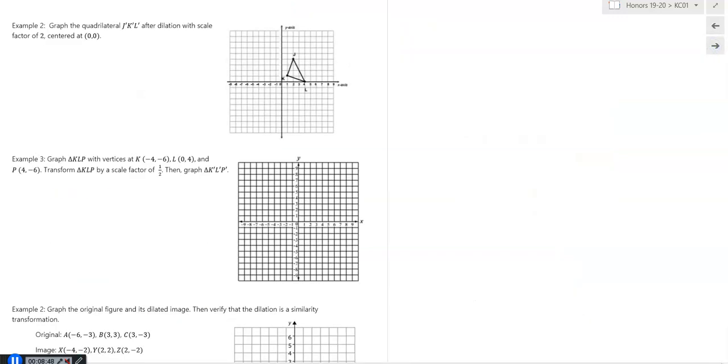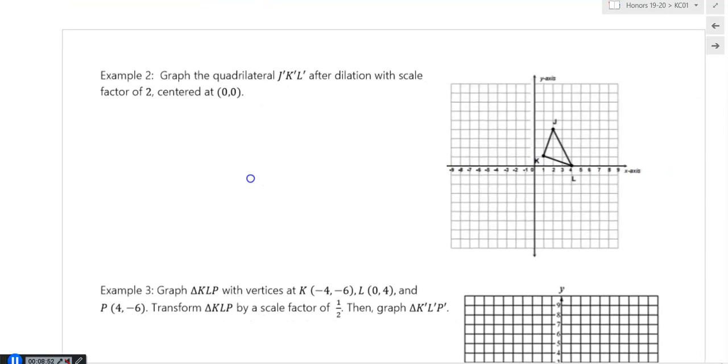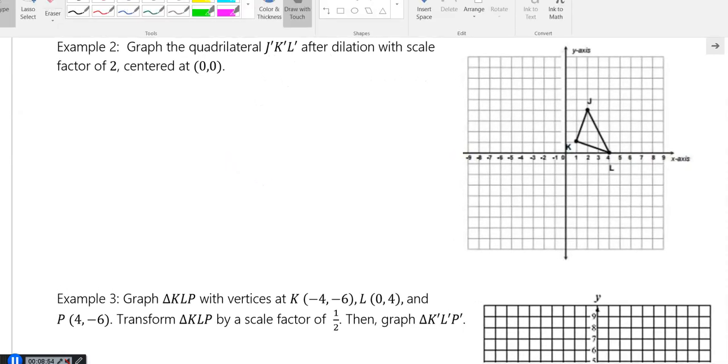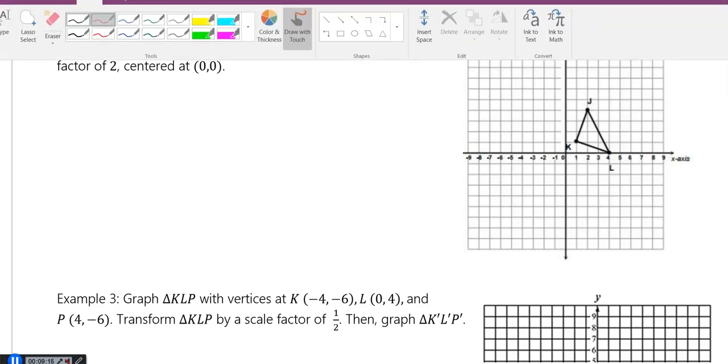All right, go ahead and turn to the next page. Now we're actually going to draw some dilations. Graph the quadrilateral J prime, that's how that little tick mark is pronounced, J prime, K prime, L prime after a dilation with a scale factor of 2.